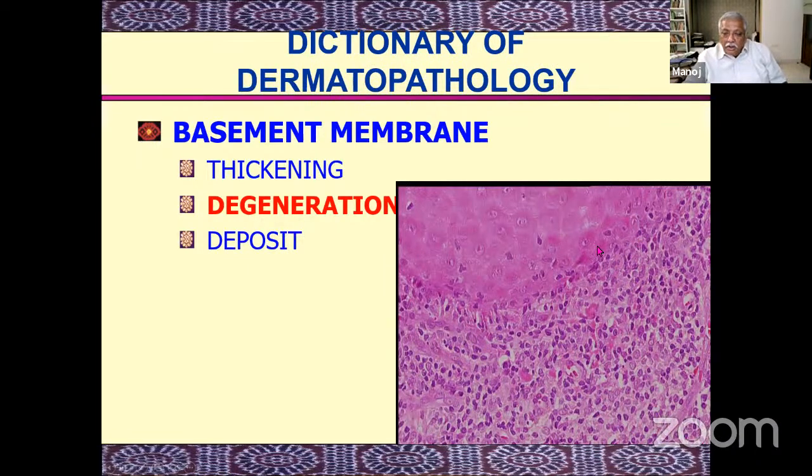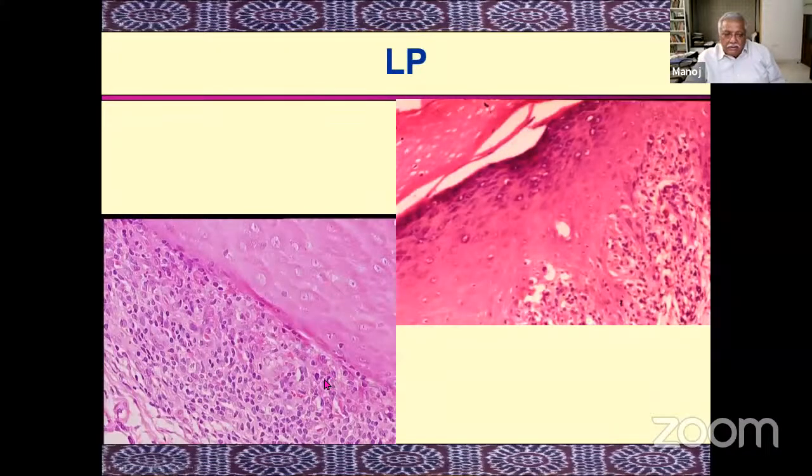A higher power of the same. Again, showing you these cells in the lower dermis, which are degenerating and falling down here, falling down here. These are the Civatte bodies. We've seen this.